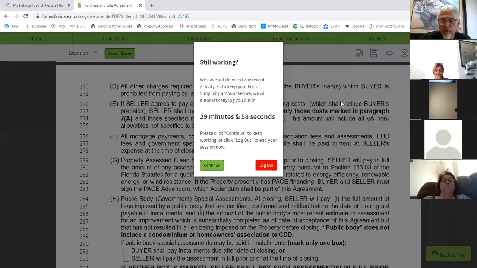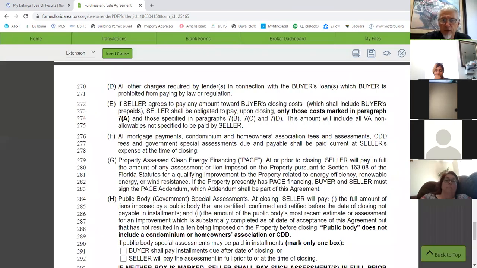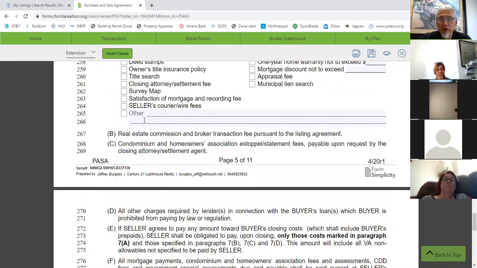If the seller agrees to pay an amount towards buyer's closing costs, which shall include buyer's prepaids, seller shall be obligated to pay only those closing costs that are listed in 7A, B, C, and D above. This is where you lose benefit. Let's say you negotiate $10,000 and you couch it as a buyer's closing cost concession. You would do that right here, under other: seller agrees to pay $10,000 towards allowable closing costs.